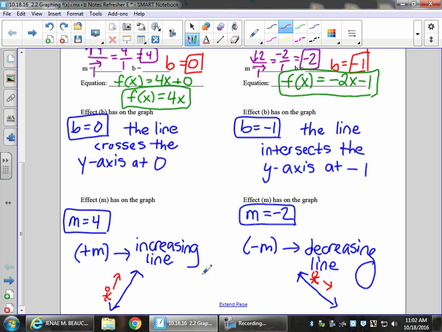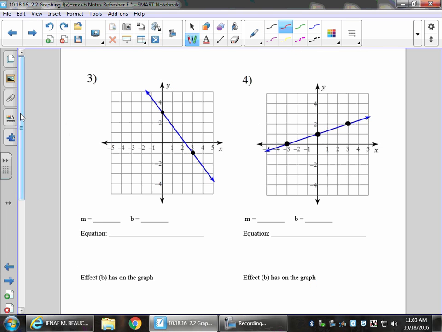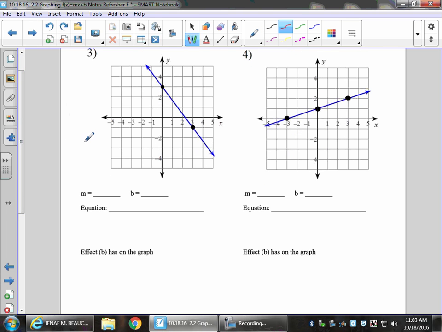Go ahead and try 3 and 4 on your own, and then we're going to get started with today's practice. 3 and 4 on the back. Let's go, let's go. 3 and 4. How are we going to count?